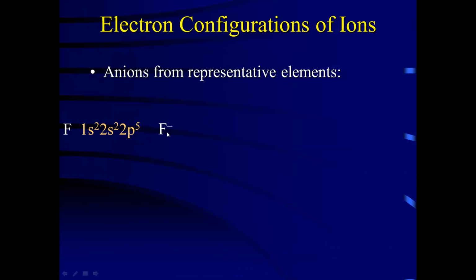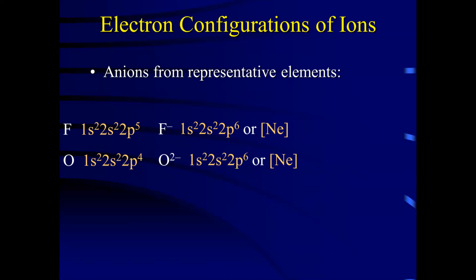For ions, you see, the fluoride ion has 1 negative charge. That means it has 1 more electron, so it has 10 electrons now. So the electron configuration will be like this. Compare this one with this one: 1 more electron. Again, you will see this one is the same as Ne, right? Ne has 10 electrons, with the electron configuration like this. We can write it this way for the fluoride ion, if we use the noble gas electron configuration.